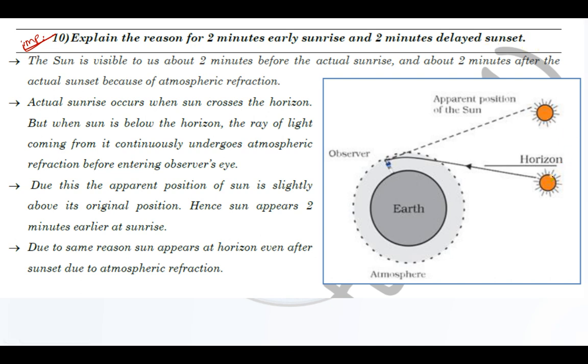The sun is actually below the horizon, but due to atmospheric refraction, this path gets bent, and what we feel is that the sun is over here. So we see it 2 minutes earlier at the time of sunrise and 2 minutes later at the time of sunset. This is the answer. I request you to please write this answer down in your CW.